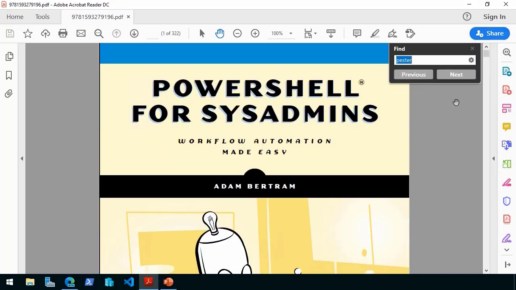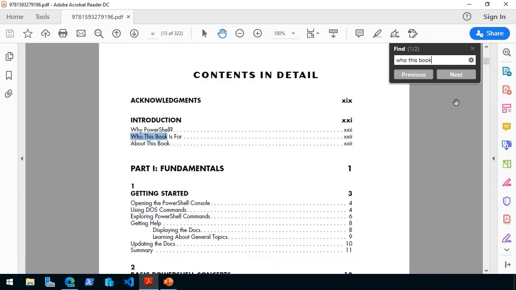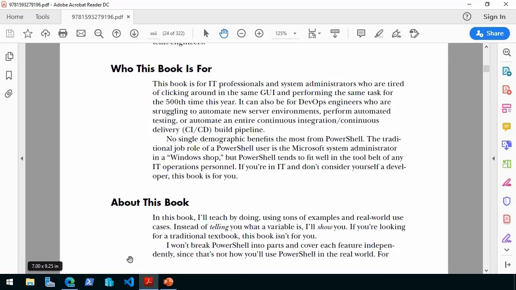Okay, let me come back to the very beginning, and I'm going to control F and look for who this book is for. That's really important. I should have already mentioned that, because you need to think about what was the author thinking when he proposed this book to the publisher. Let's just read it together here. This book is for IT professionals and system administrators who are tired of clicking around in the GUI and performing the same task for the 500th time. Okay. Can also be for DevOps engineers who are struggling to automate new server environments, perform automated testing, or implement CI/CD pipelines. No single demographic benefits the most from PowerShell.